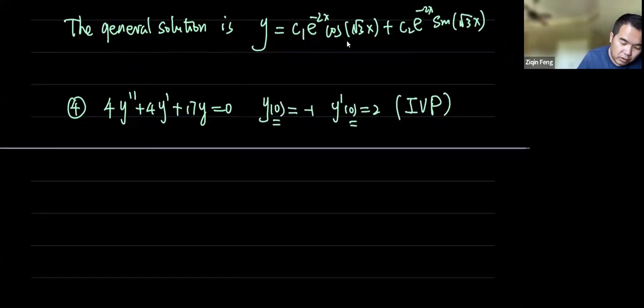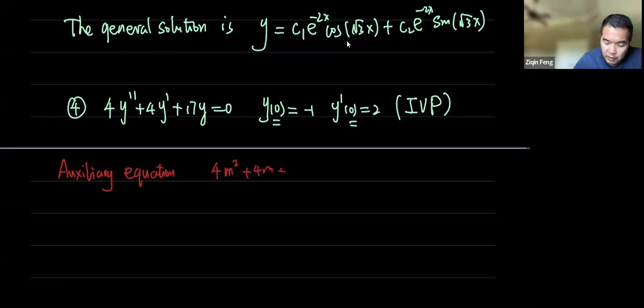We write down the corresponding auxiliary equation, which is 4m squared plus 4m plus 17 equal to 0, right? In this case, b squared minus 4ac, which is 4 squared minus 4 times 17. 4 times 68. So this is equal to 16 minus 68. So this is negative 52.